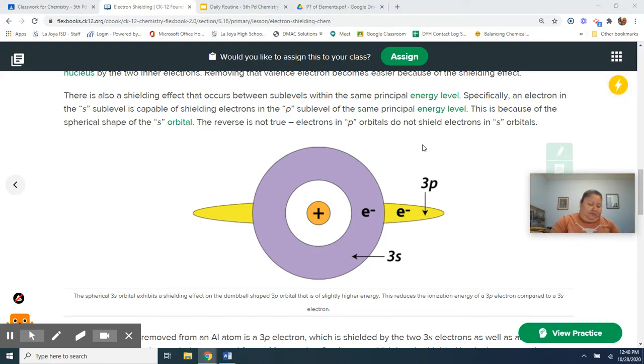But the s orbital will block for the p orbital so that we can get rid of this electron. So this nucleus gets shielded by the s orbital, so that I can easily take this electron off. And that's all it said in there.